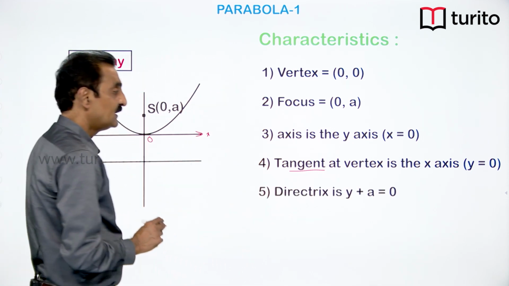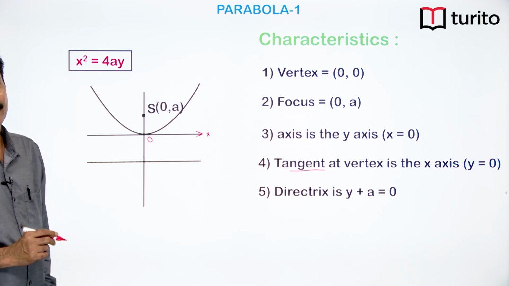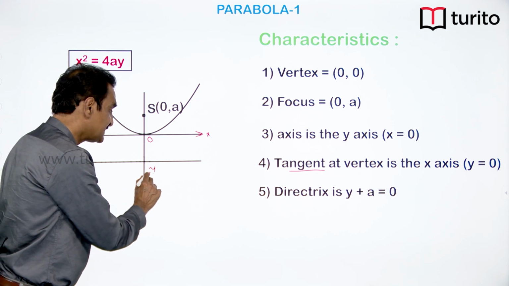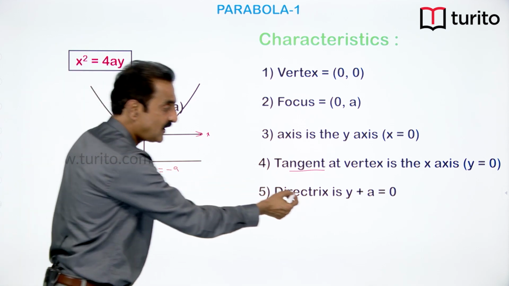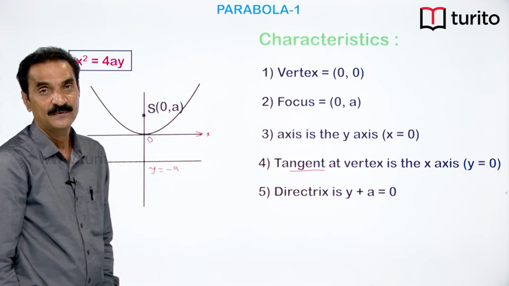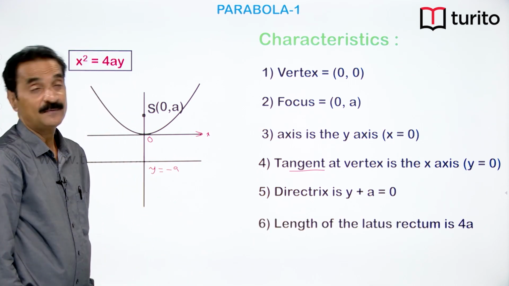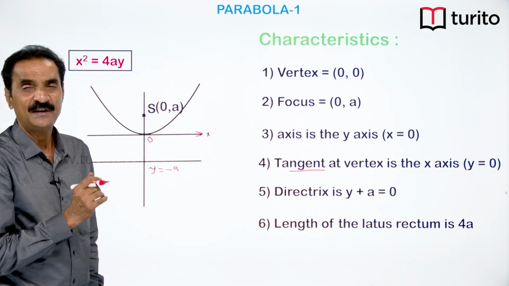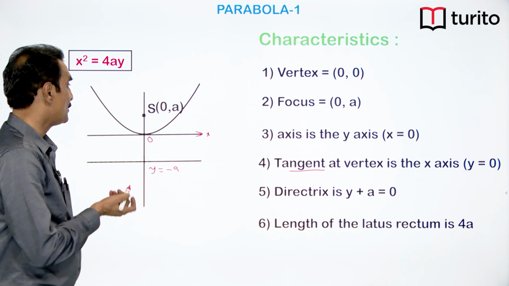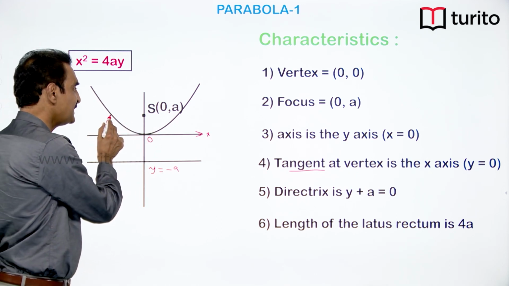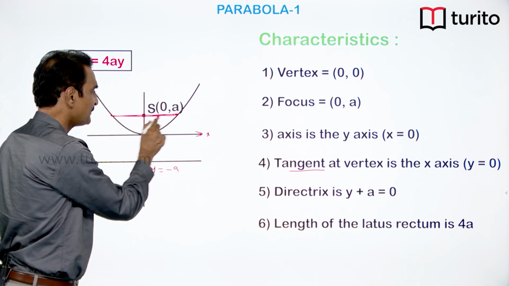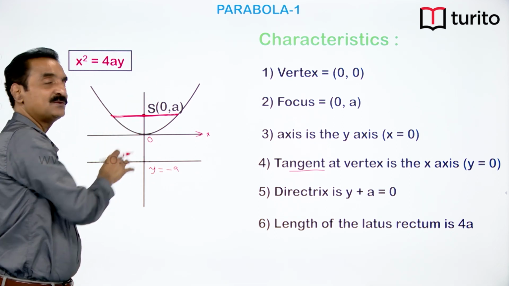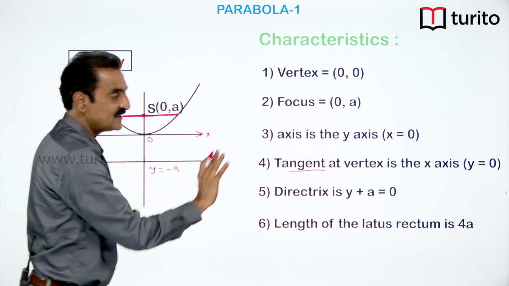Next, the equation of the directrix. The directrix is below the x axis, its equation is y = -a or y + a = 0. Length of the latus rectum: we have not changed the size of the parabola, we just interchanged the x axis and y axis. So, this will be the latus rectum, the chord perpendicular to the axis passing through the focus. Its length remains as it is, 4a.